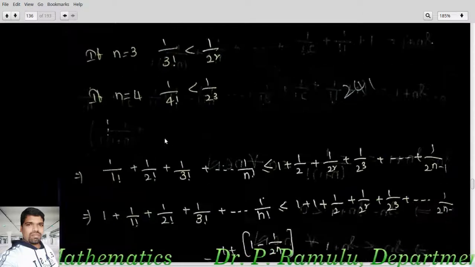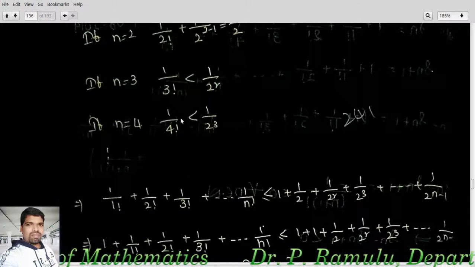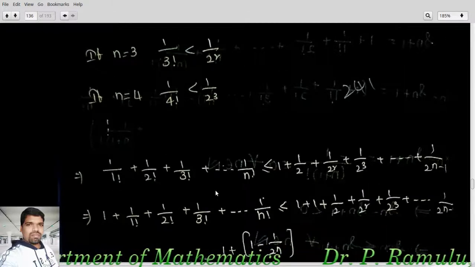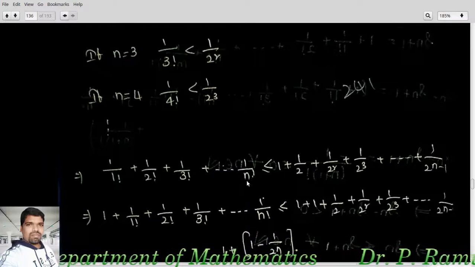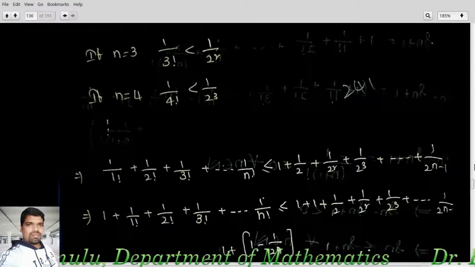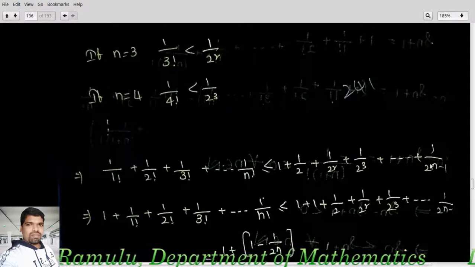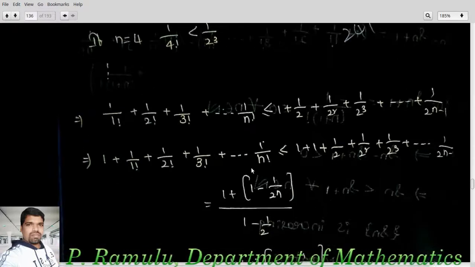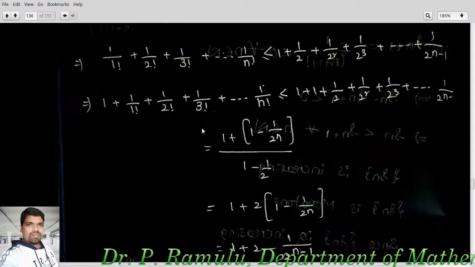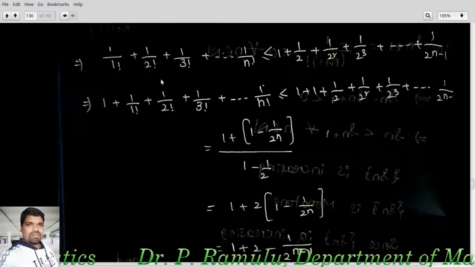Like this, if I add these inequalities, what do we get? 1 by 1 factorial plus 1 by 2 factorial plus 1 by 3 factorial plus and so on up to 1 by n factorial is less than or equal to 1 plus 1 by 2 plus 1 by 2 square plus 1 by 2 cube plus and so on up to 1 by 2 power of n minus 1. The left side is nothing but our Sn.